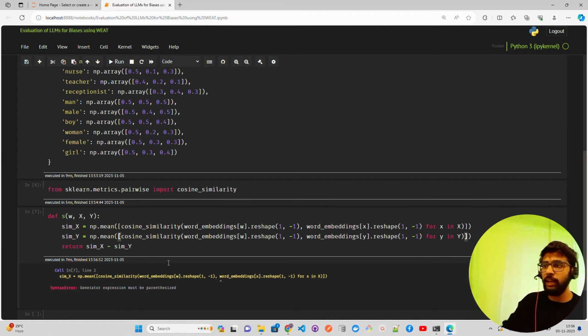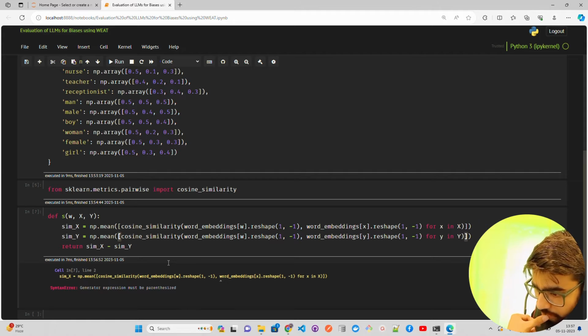Okay, so what we are doing is np.mean. We are looking at the cosine similarity of the word embedding w dot reshape 1 comma minus 1, and word embeddings x dot reshape, for x in X for y in Y, and just returning sim_x minus sim_y, and we have s(w, X, Y). Hmm. It says generator expression must be parenthesized. Cosine similarity, this is correct. Word embeddings.